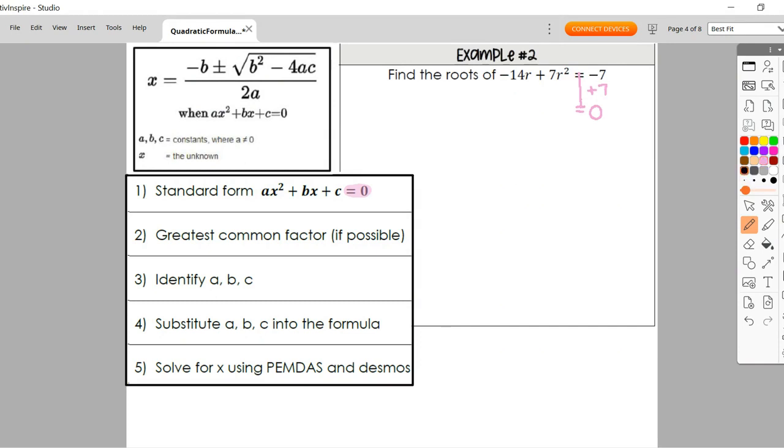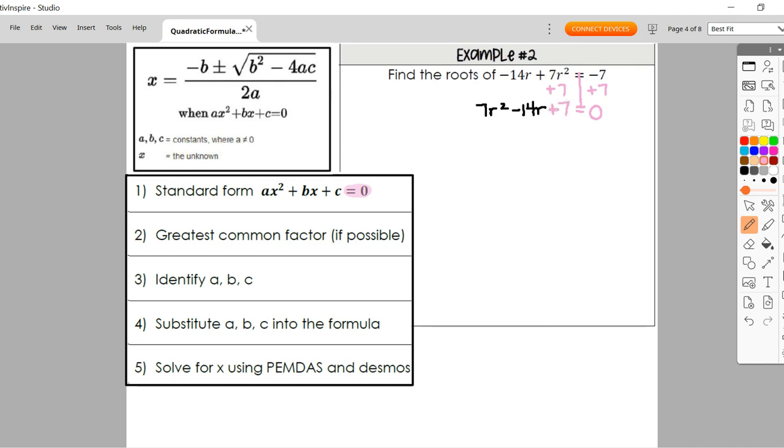My x squared term will go first, so I'll have 7r squared. Then my next term, with just a letter and no exponent, will be written. And don't forget, when you add 7, you have to do it to one side and the other side of your equal sign. And we will write it at the end.